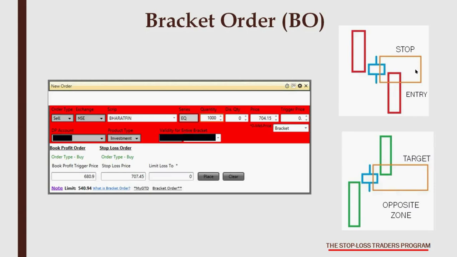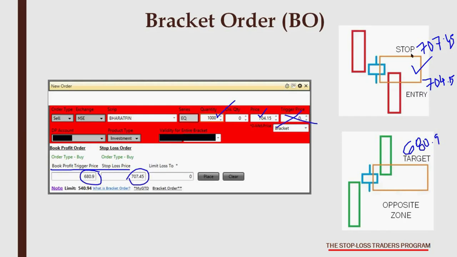Now comes the normal order plus a cover order. We have three elements, right? Entry, stop loss, and target. So normal order, let's say this is a demand zone. This is the proximal line of that. This is the distal line. So this is a demand zone. The normal order will be what? What kind of order?